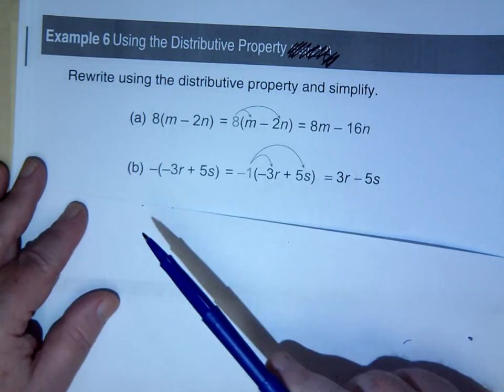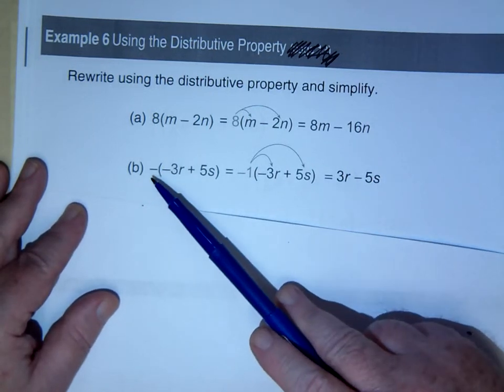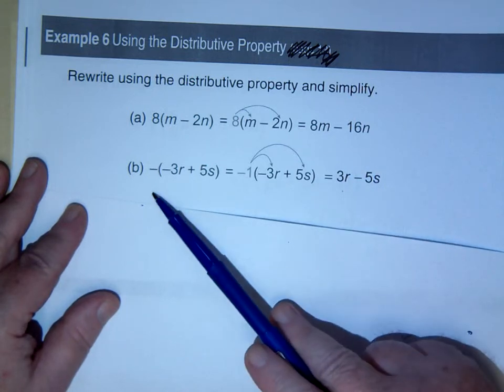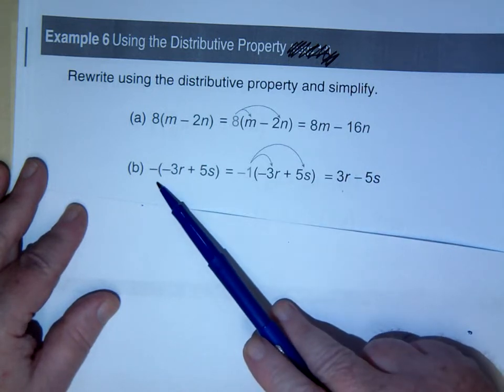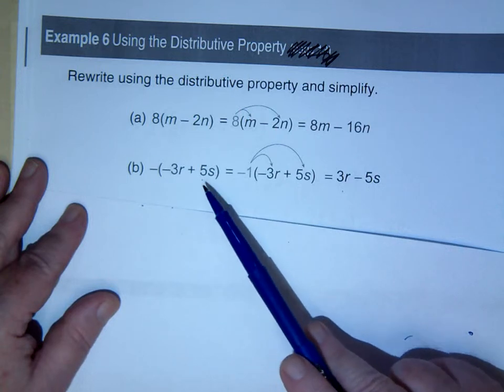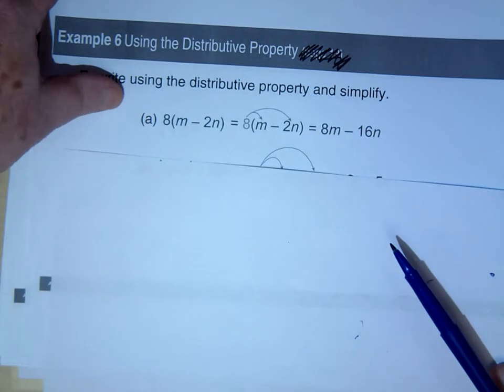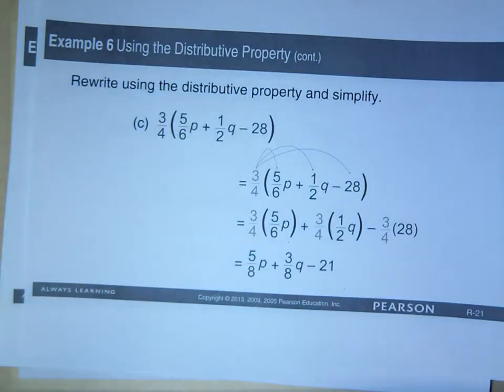In this example, we're distributing the minus 1. Minus 1 times minus 3 is 3r, and minus 1 times positive 5 is minus 5s. So distributing, you have to go to both terms.